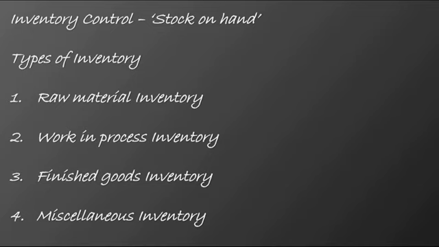So let's quickly recap what is inventory. Inventory means stock on hand. It is a stock of goods which is preserved for future usage. Mainly we can classify inventory in 4 types: raw material inventory, work in process inventory, finished goods inventory and miscellaneous inventory.